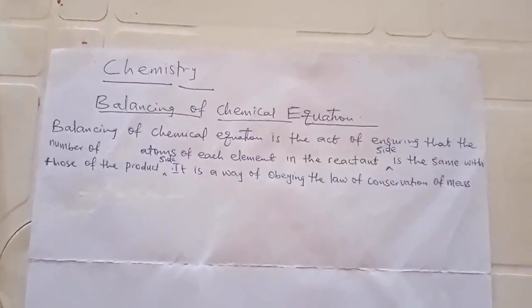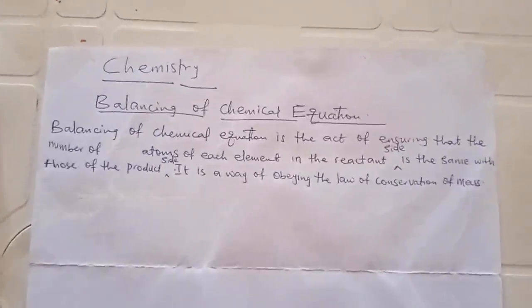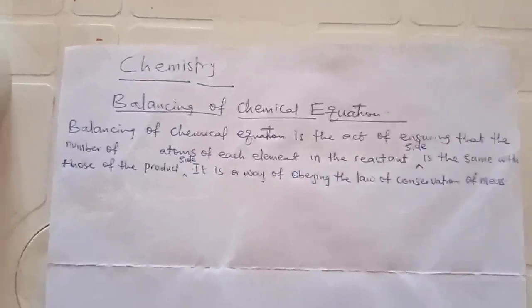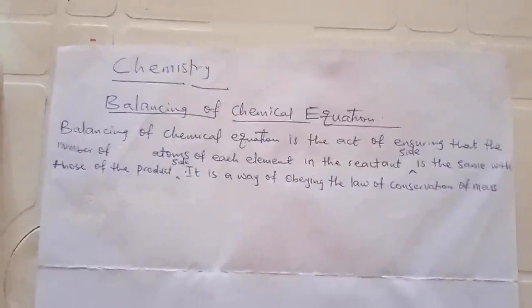It simply means that if you have 50 grams of an element in the reactant, the mass in the product must be exactly the same. The masses must be conserved during chemical reaction.